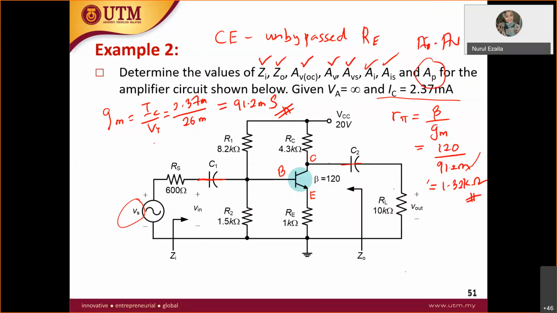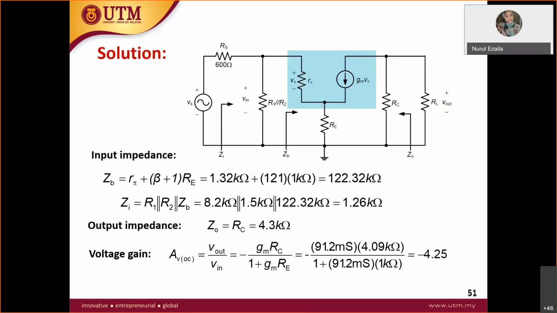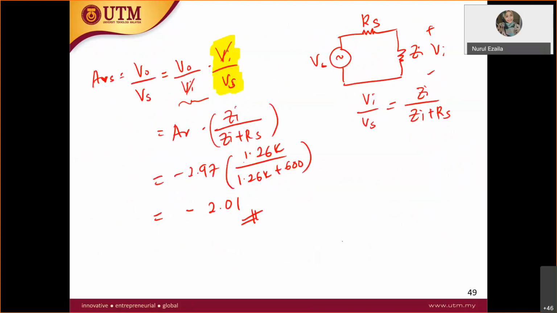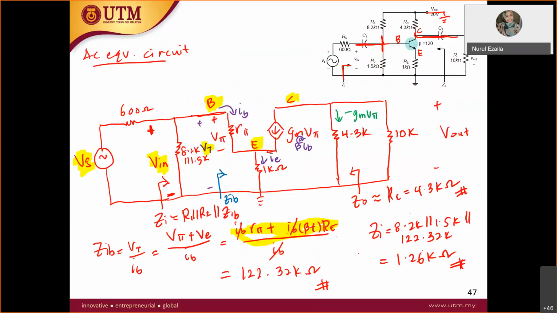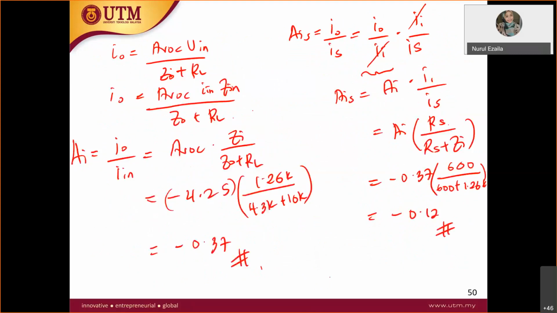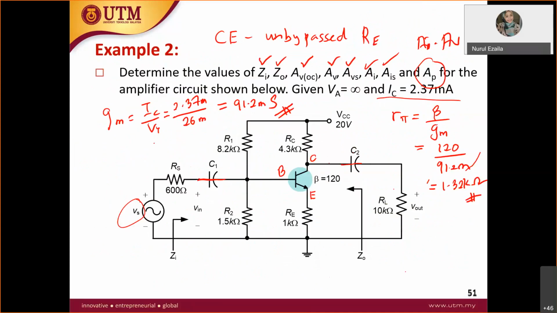So AP is equal to the AI times AV. If you want to check the answer, you can check here. We have all the solution here, but this solution didn't derive everything, though they have the correct answer. But I derived it for you, at least a bit of the derivation there, some sort of a recall. And that's it for the common emitter unbypassed. So this one is done.